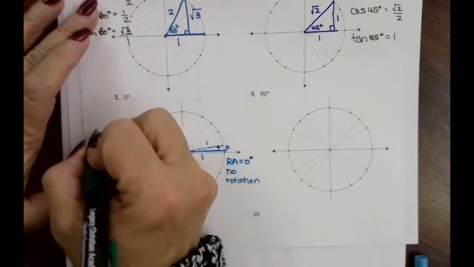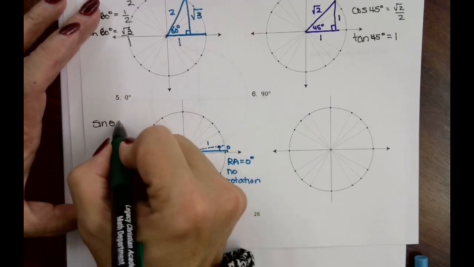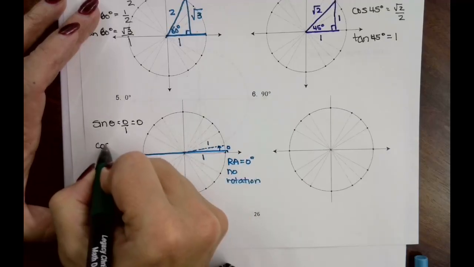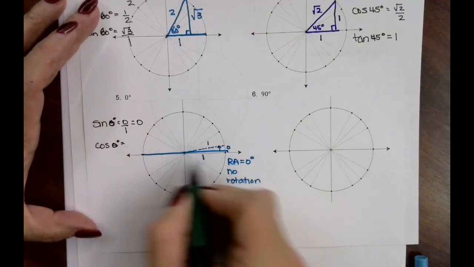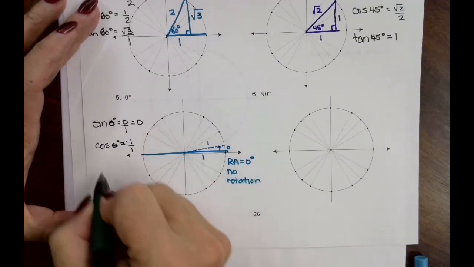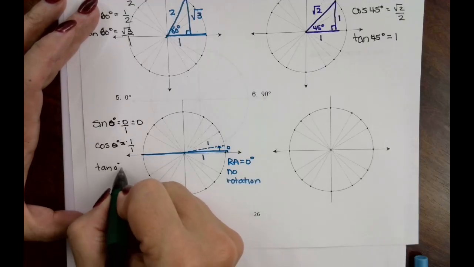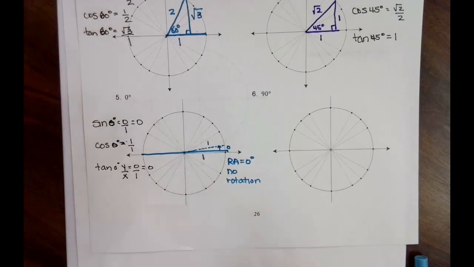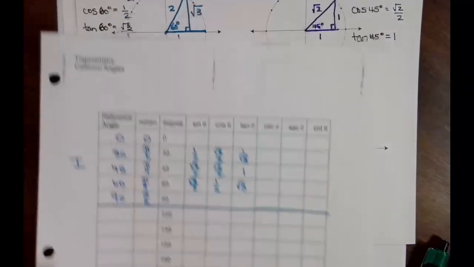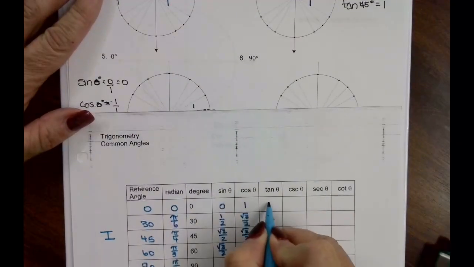So if I look at this, I have sine of 0 degrees, which is 0 over 1. So 0 over 1 is 0. And I have cosine of 0 degrees, and that's this angle, which is 1 over 1. And I have tangent of 0 degrees. That ratio is going to be y over x. My y value is 0 and my x value is 1. So this value here is also 0. All right, so if I go back now to my table, what I have here is that sine is 0, cosine is 1, and tangent is 0.